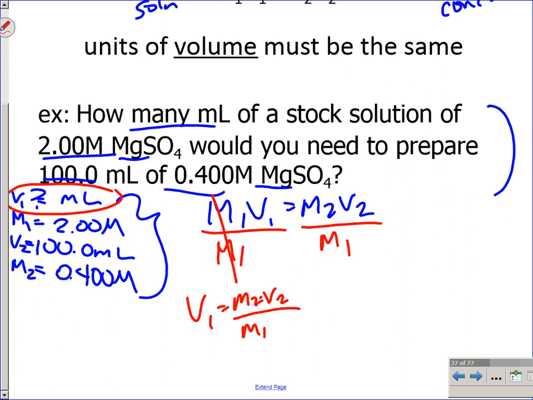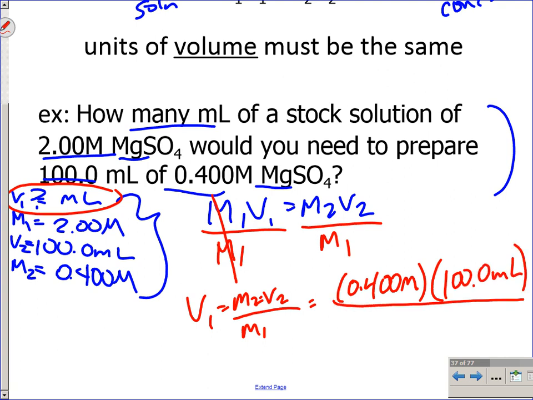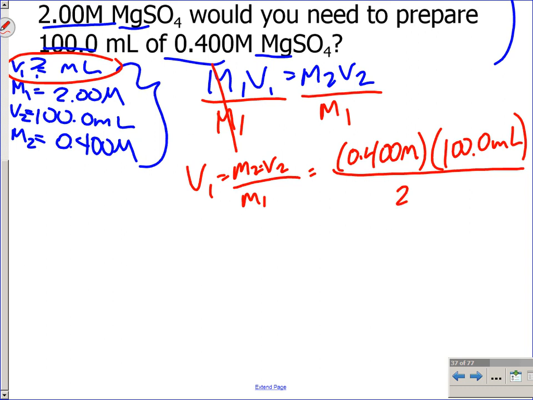What's M2? 0.400 molar. What's V2? 100.0 milliliters. And what's M1? 2.00 molar. Calculate first and then we'll make sense of it. Does somebody have a calculation for me? V1 is equal to 20.